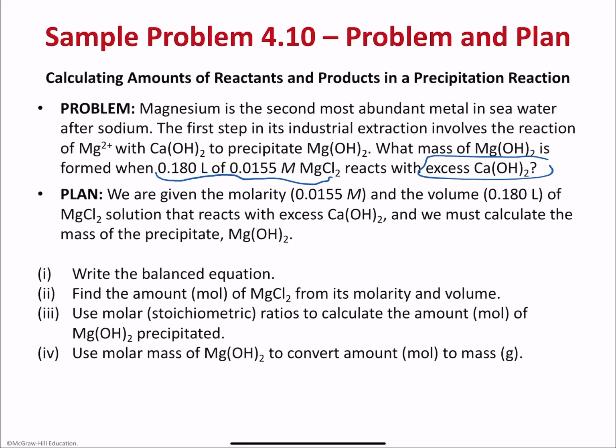So that means this isn't a limiting reactant problem. I have excess calcium hydroxide, so I have this much magnesium chloride, and I'm going to find out the number of moles by multiplying the molarity times the volume, and I have all the calcium hydroxide that I could possibly need to do this reaction. So let's take a look at how we would do that.